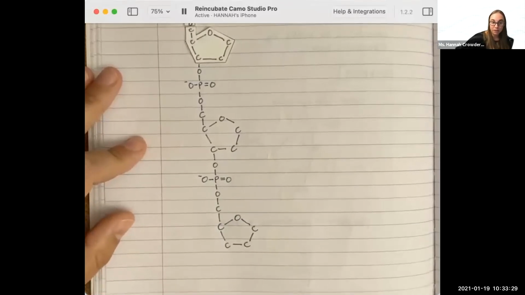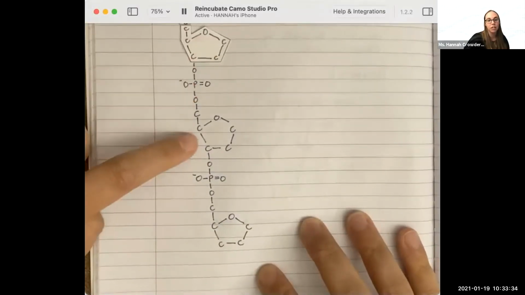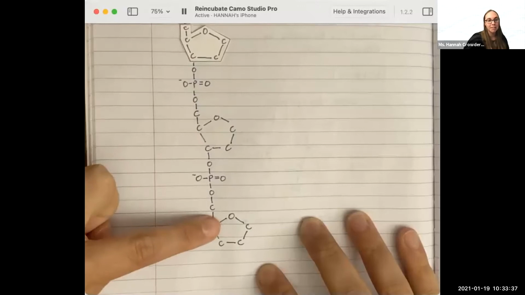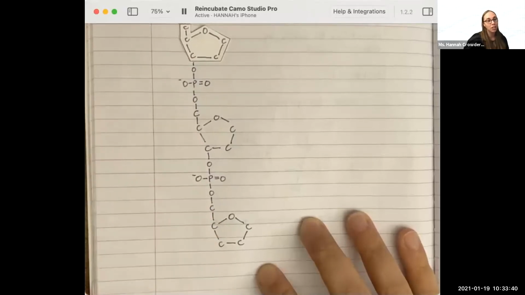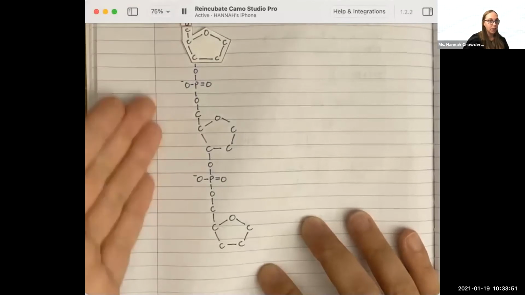So the backbone of DNA goes sugar, phosphate, sugar, phosphate, sugar. If I was to keep going, phosphate, sugar, phosphate, sugar, phosphate, sugar, phosphate. And this is one strand of DNA.